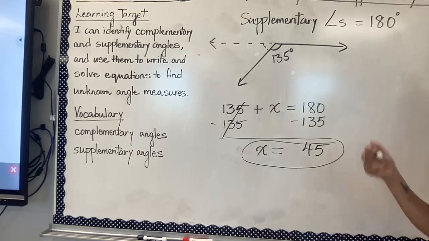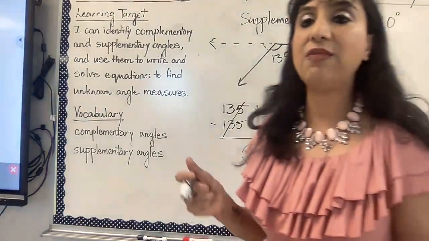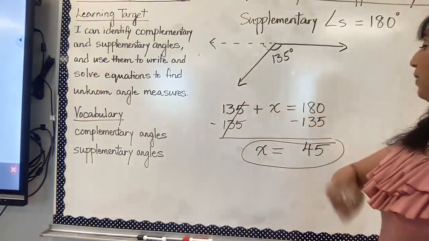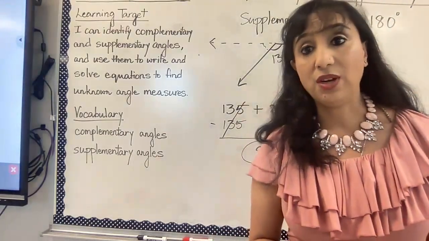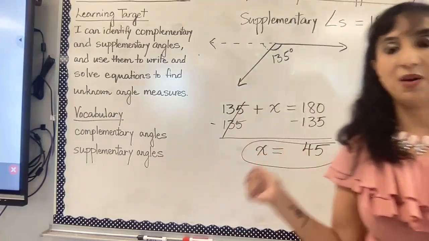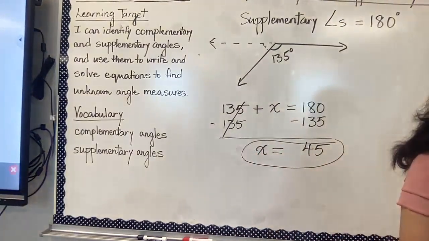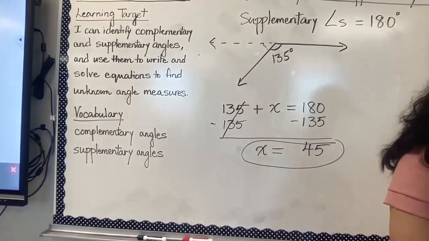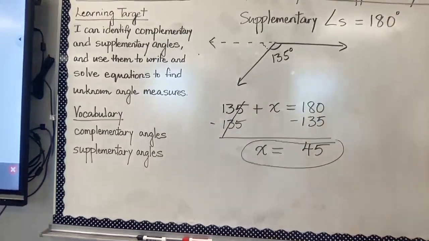So the measure of the angle that is supplementary to the given angle 135 is going to be 45. And if you like, you can substitute the value. What is x? We said 45. 135 plus 45 is definitely going to give me 180 degrees. So that's how we calculate the missing value. All right, so let's try another one really quick.